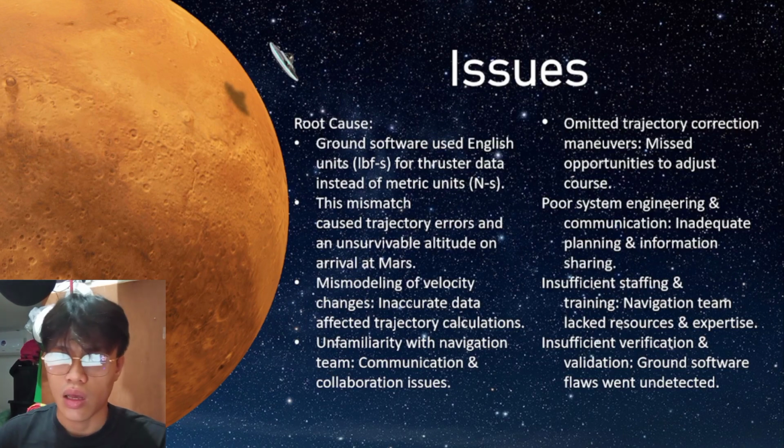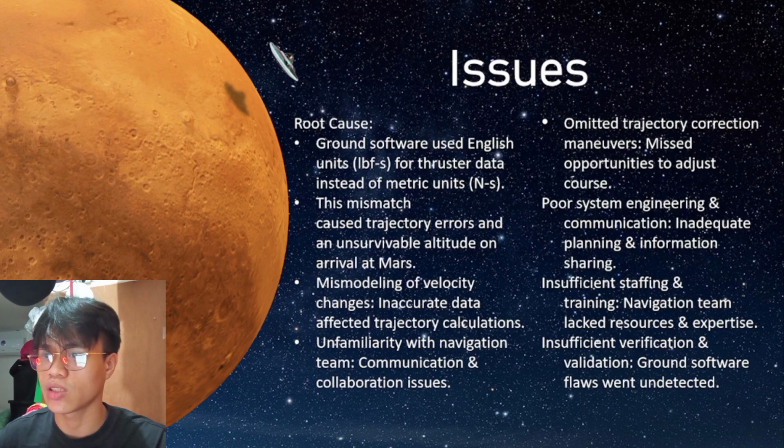So, complete actions are necessary to resolve and stop such serious mistakes in the future. This entails careful software testing and validation, the consistent application of standardized units, improved engineering communication and teamwork, and sufficient staffing and training for navigation.